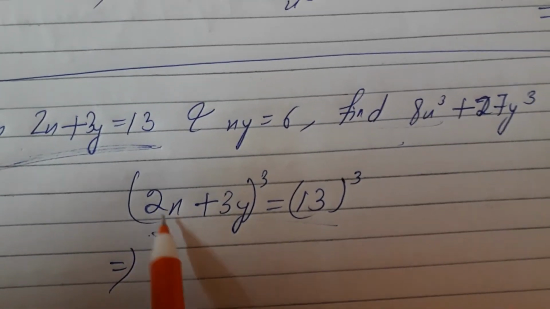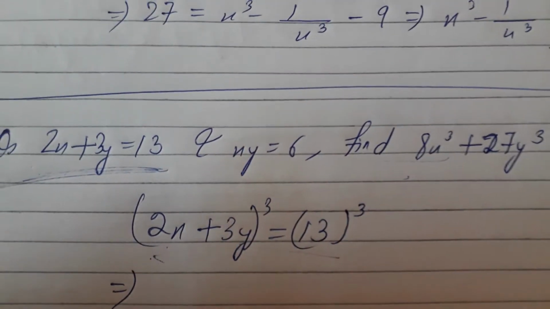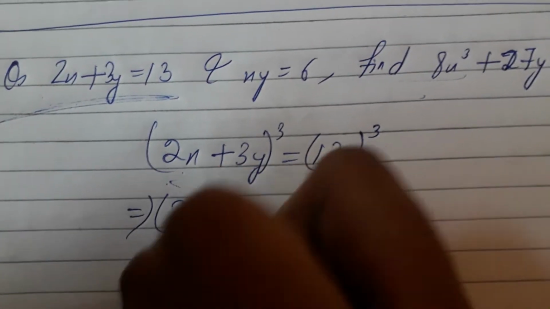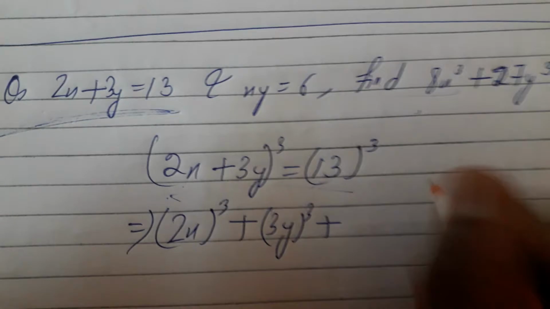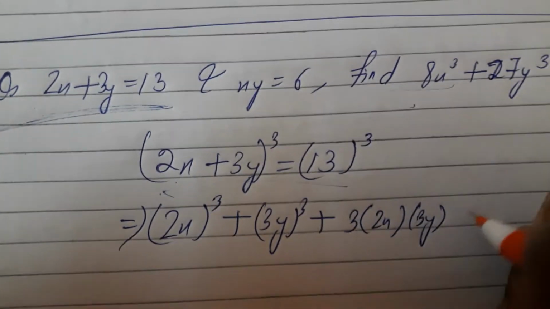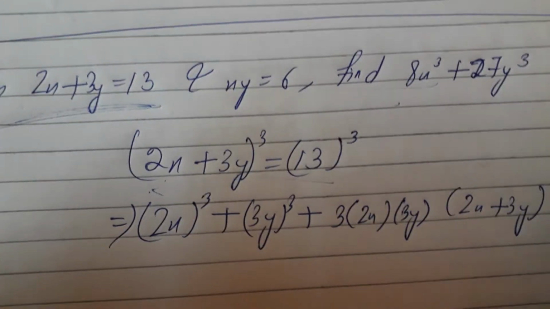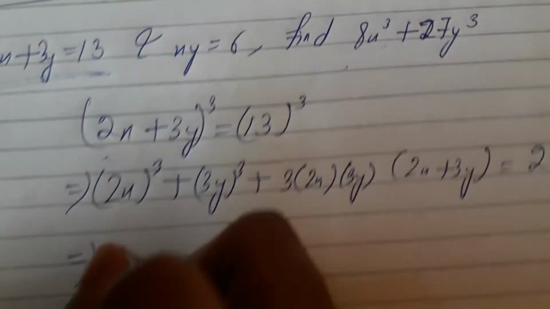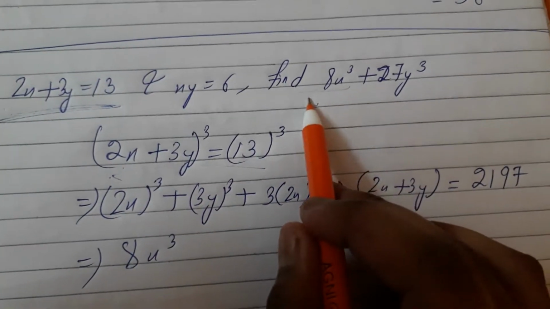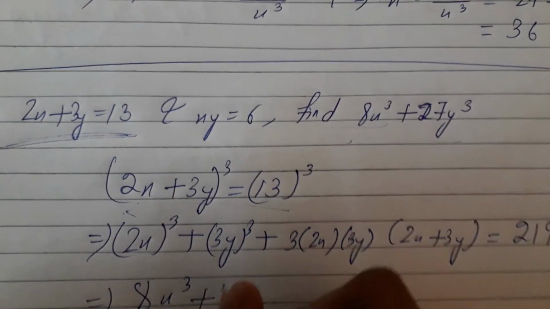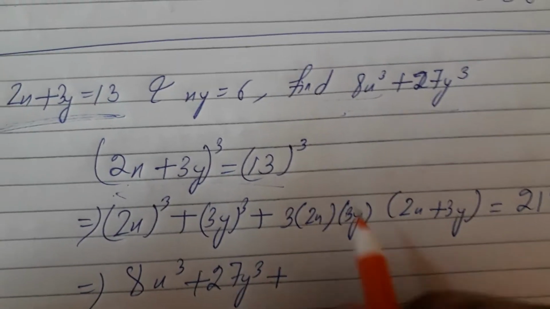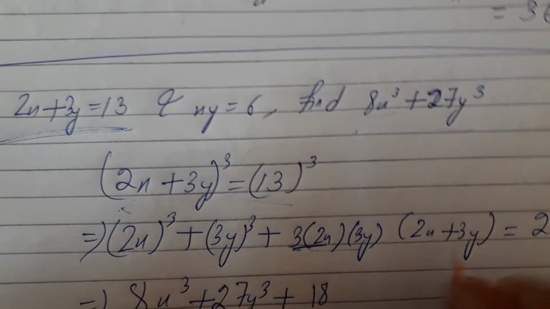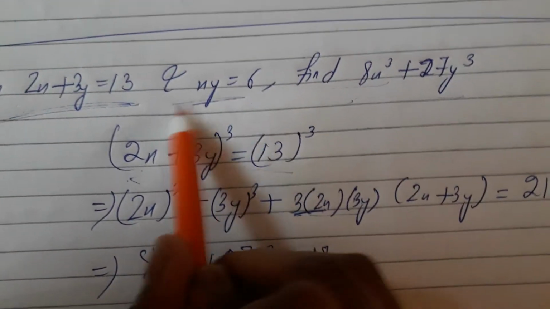Now see, here 2x will be your a and 3y will be your b. So write a plus b whole cube identity. That will be your a cube plus b cube plus 3ab into a plus b, and this will be your 2197. Now see, automatically 8x cube and 27y cube came. So write 27y cube plus, here 3 into 2 will be 6 and 6 into 3 is 18. 18 into xy. The value of xy is also given to you.